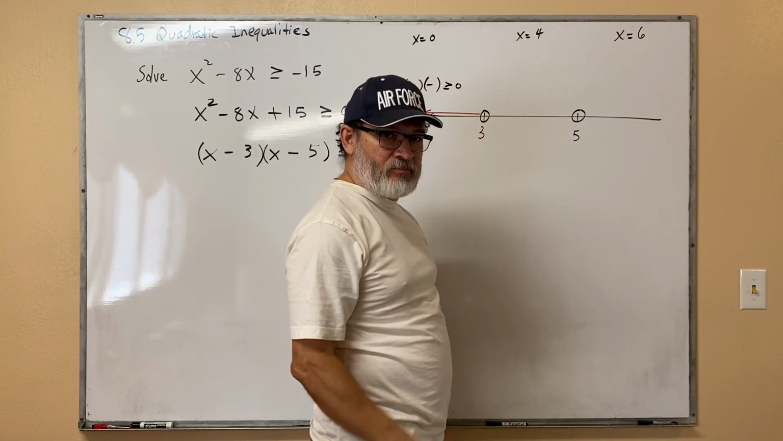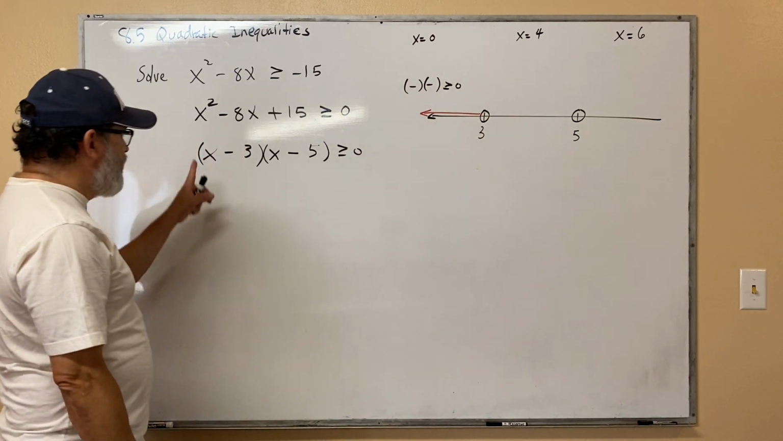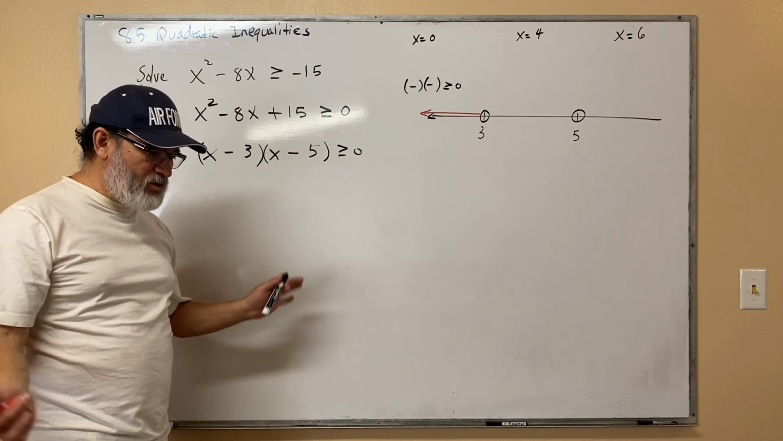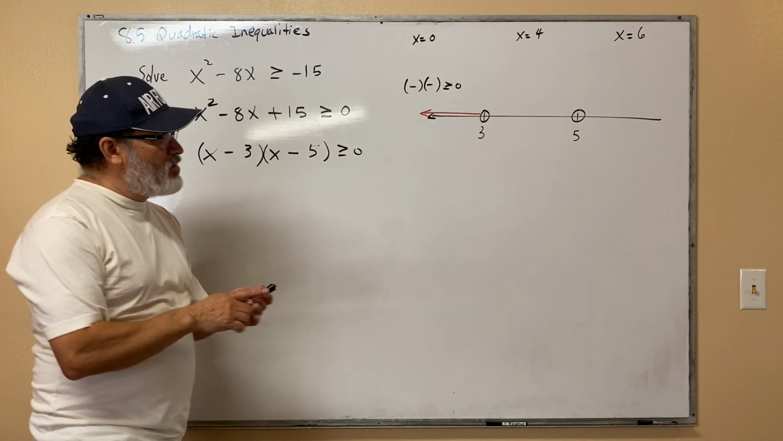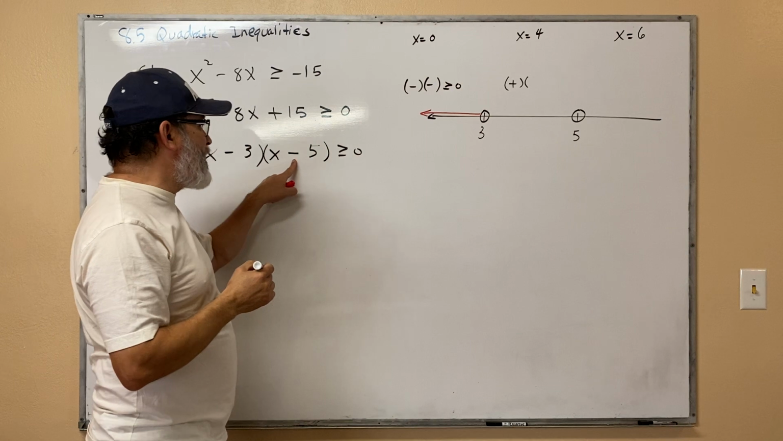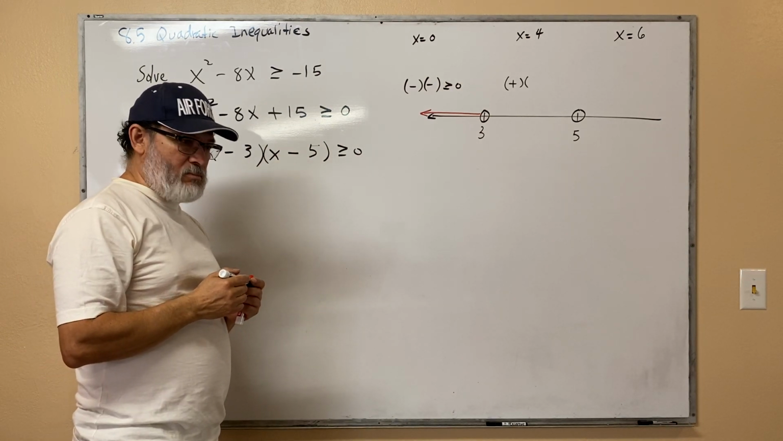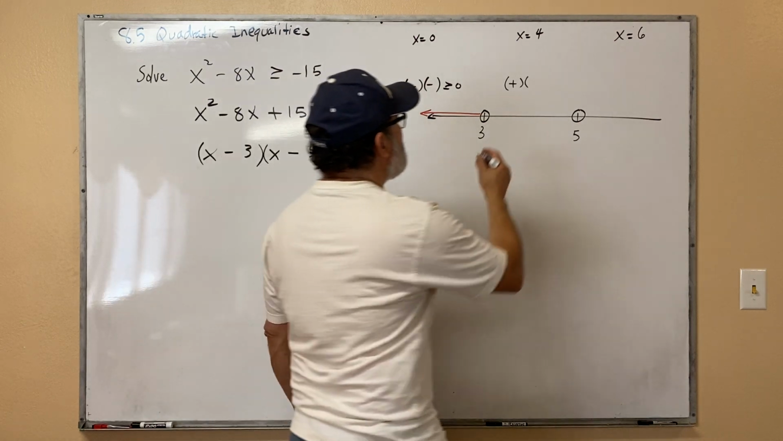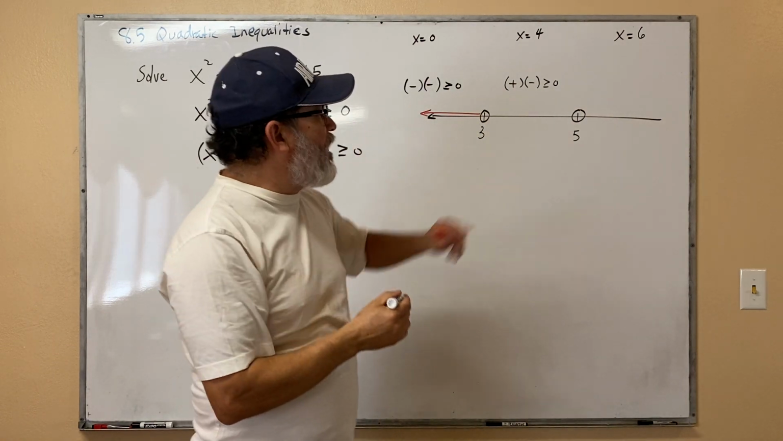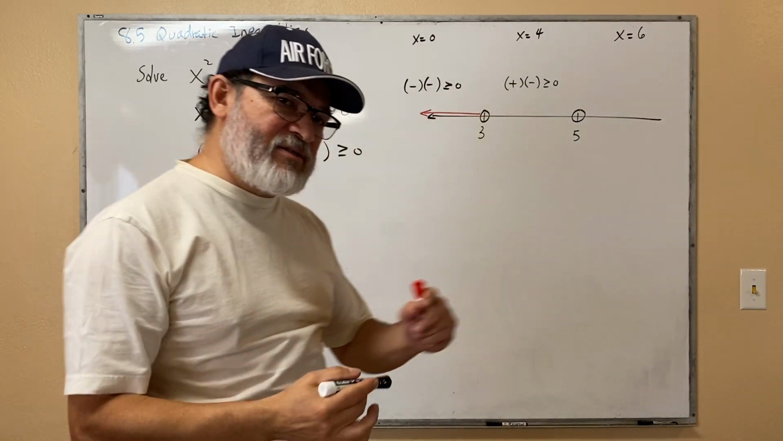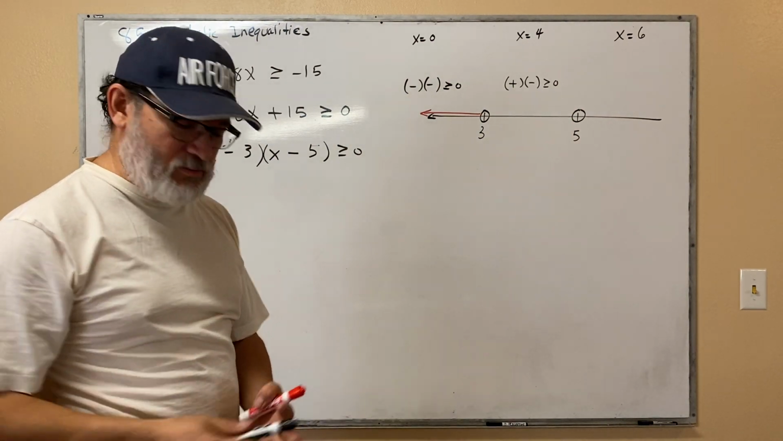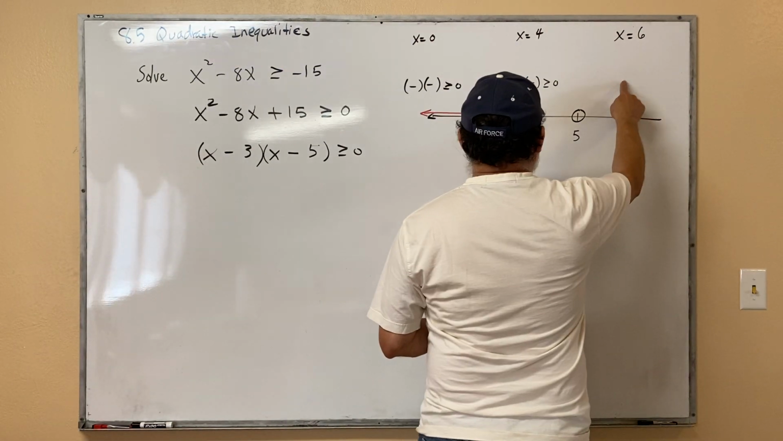Try x equals 4. 4 minus 3, what's 4 minus 3? 1. Do you need the number? No. You say this is positive. 4 minus 5, negative or positive? Negative. It's a positive times a negative greater than 0. What's a positive times a negative? Negative. Is a negative greater than 0? False. You don't shade.